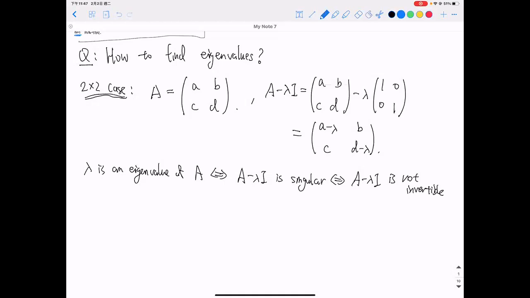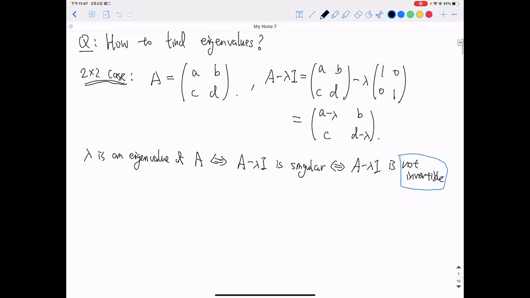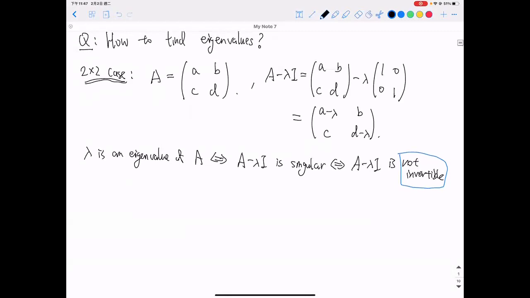which is the same as saying A minus lambda I is not invertible. Now, for this latter condition of not being invertible, we have some criteria to work with, right? So, in general, let's remember we've talked briefly about this invertibility.